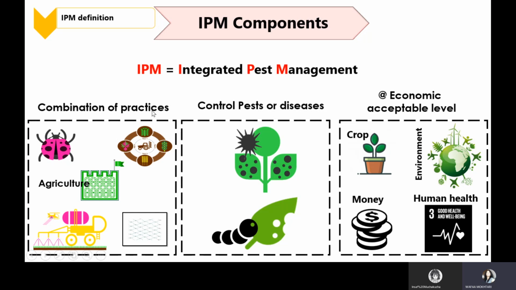Those combinations of practices, if you put them in action, put them in the real world, which means in your field, in your greenhouse, in your bank of greenhouses, those practices will control the pests or the diseases. It could be a larva that eats your leaves and defoliates all the leaves of your crops. It could be a bad pathogen, very virulent, that will attack your plants.